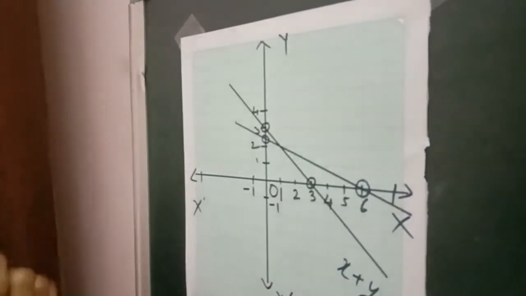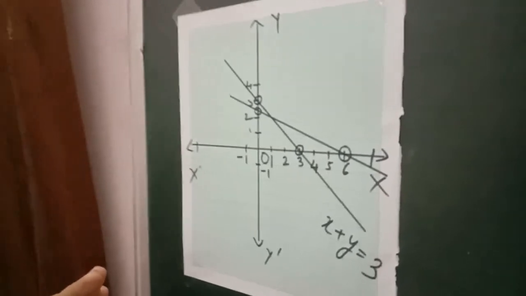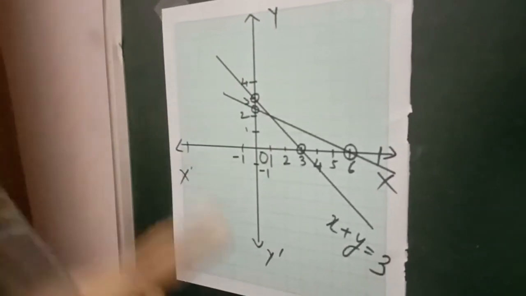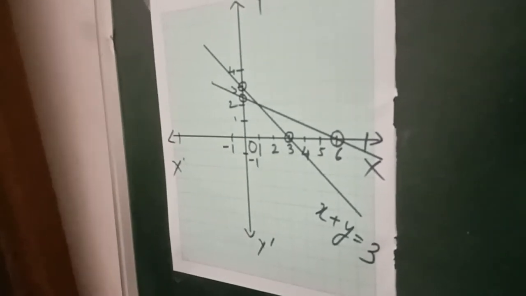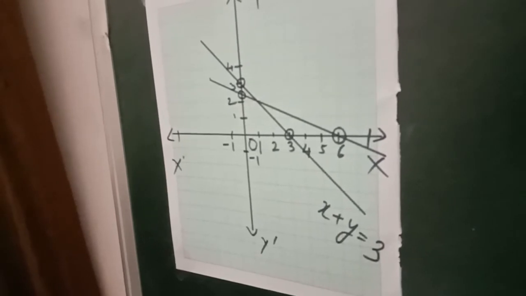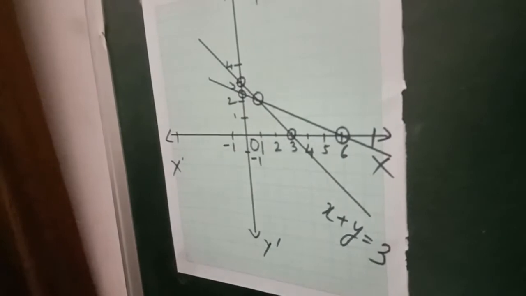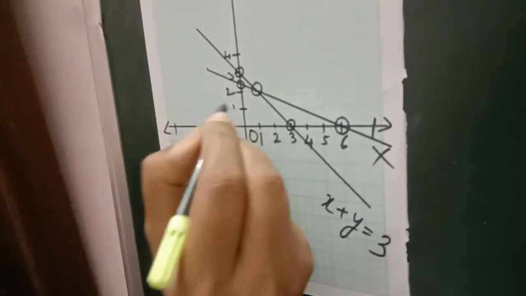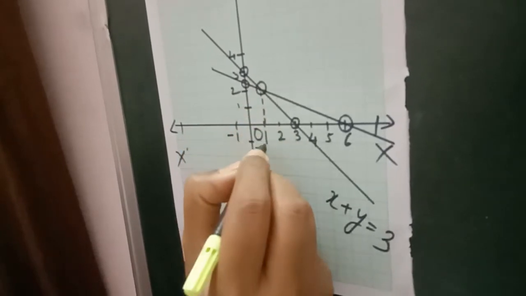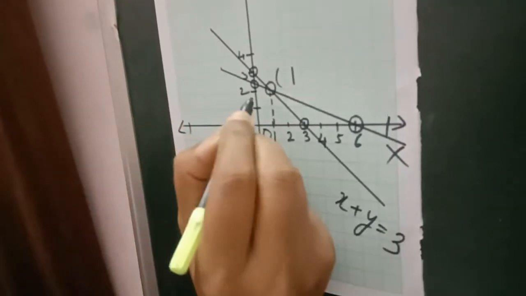I think the method is clear to you, how we have drawn the graph. Have all of you done it? Okay. Now all of you just check. When I have drawn the graph of these 2 linear equations, the 2 lines are intersecting at a point. Can you check? Yes, here. So, where the lines are intersecting, what is the x coordinate of this point? 1. Correct?